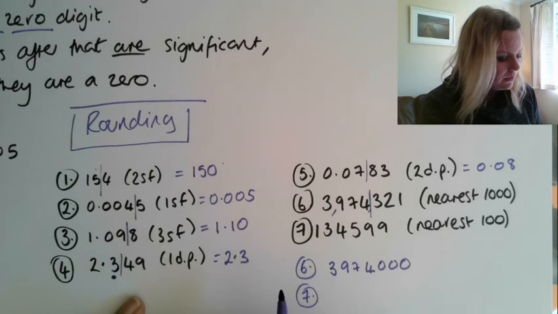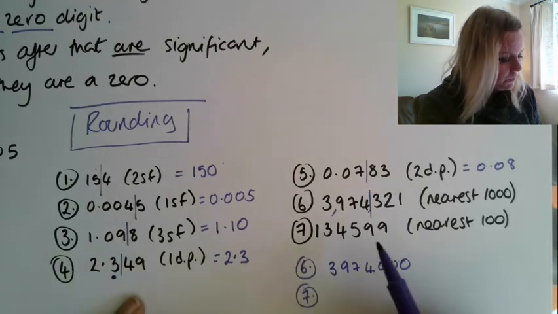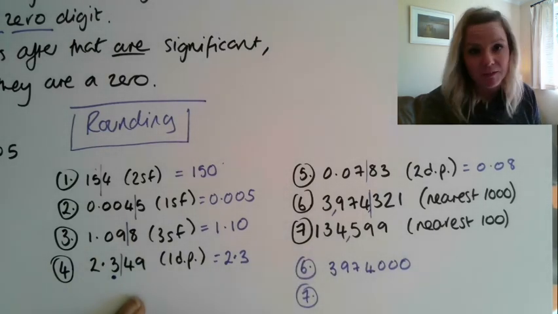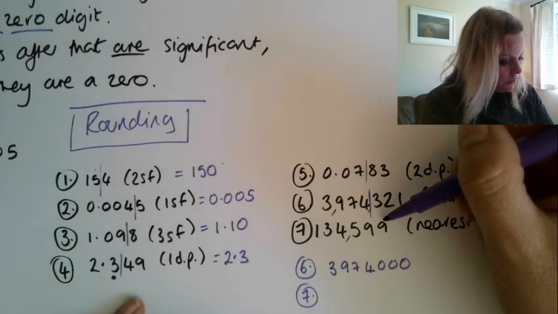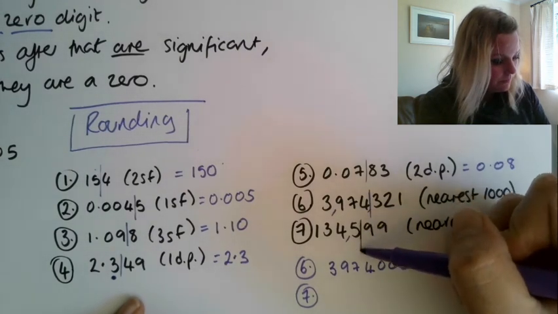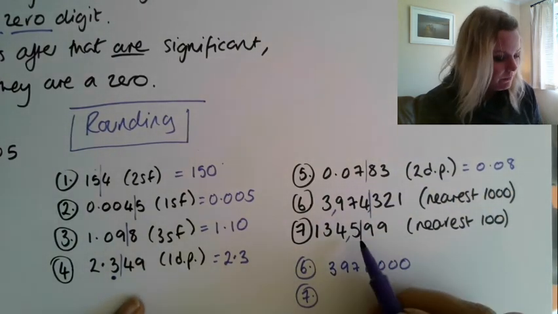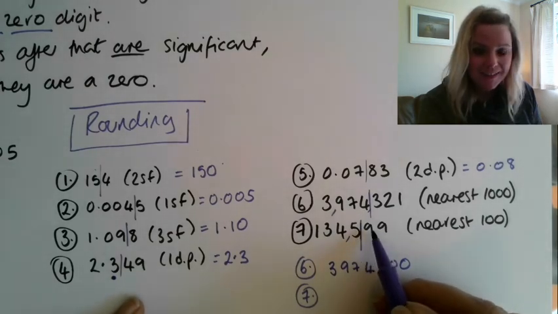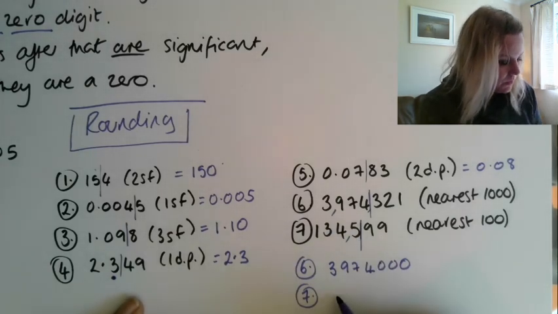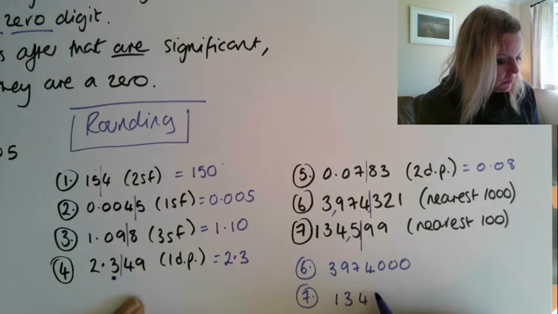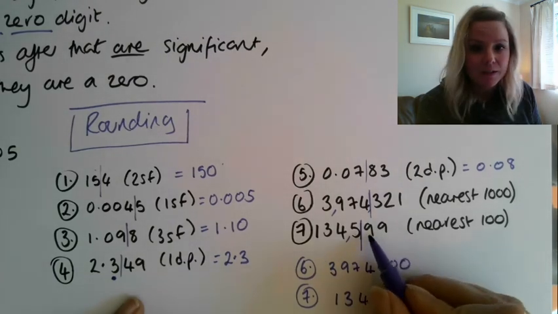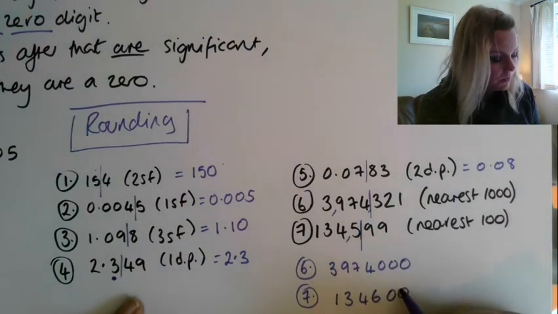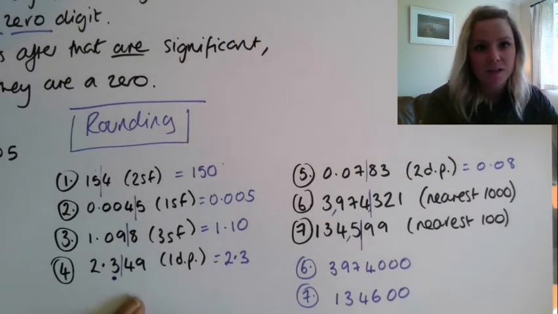And then number 7, we need to give to the nearest hundred, so we have to find the hundreds. So units, tens, hundreds is the 5. Look at the number afterwards, it's a 9. This tells us this has to round up, so it's going to be 1, 3, 4, 6, and then because of these two we have to put our 2 zeros in. Okay, so let's do those questions now.